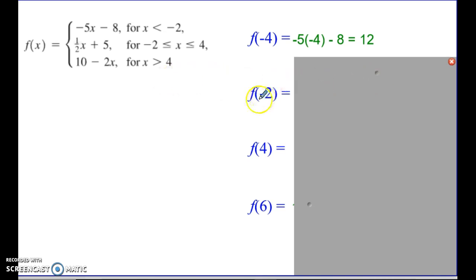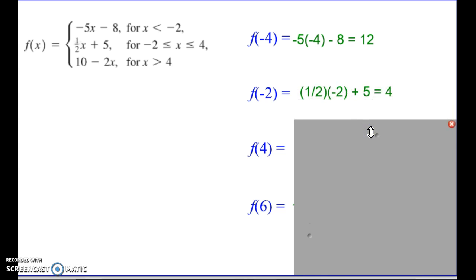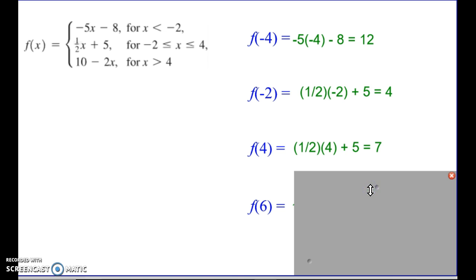Now look carefully. What about f of negative 2? Where does that fit? Do we use the top rule or the second rule? Where is it included? Not included on the top, but it does have negative 2 less than or equal to x here. So for this one, we have to use the second rule. In that case, we do a half times negative 2 plus 5, get an answer of 4. What about for the 4? Well, 4 is also included in the second rule. So we're going to still stick with the second rule for that one, and you should come up with 7.